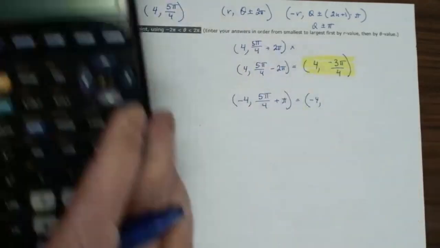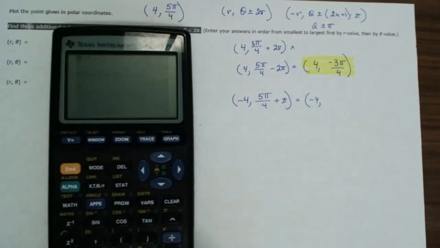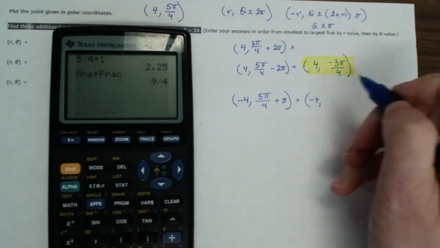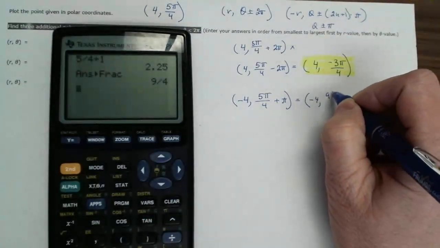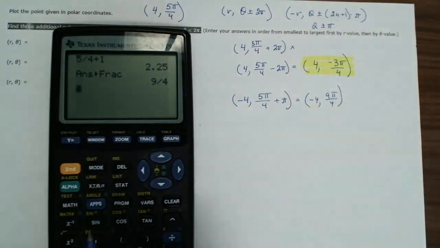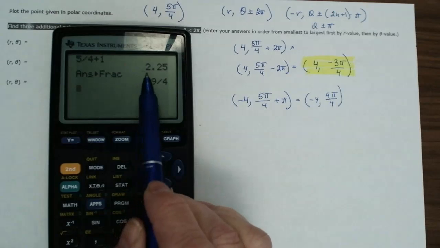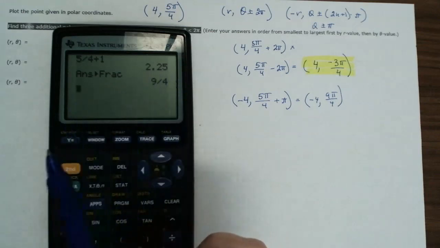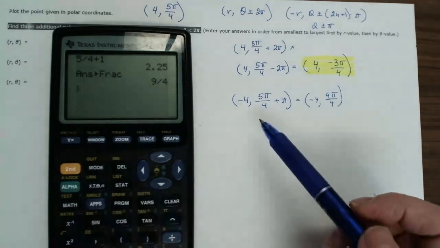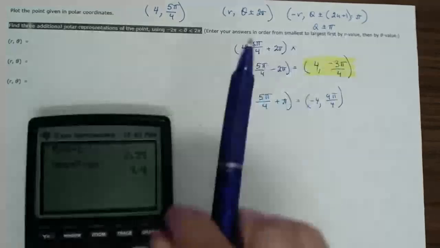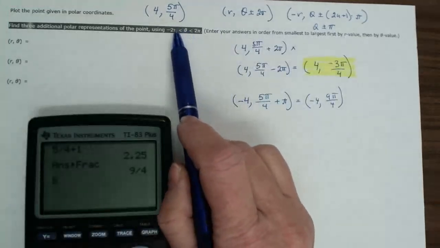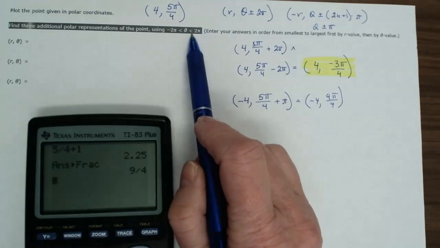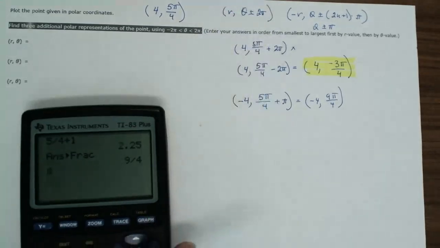Negative 4. Clear. You can do it in your head, you can do it on the calculator, whatever you want. We have 9π/4. But even when you calculate it on a calculator, you see that the answer is 2.25, so it will be 2.25π. That is greater than 2π, and we have to choose an angle that is less than 2π.